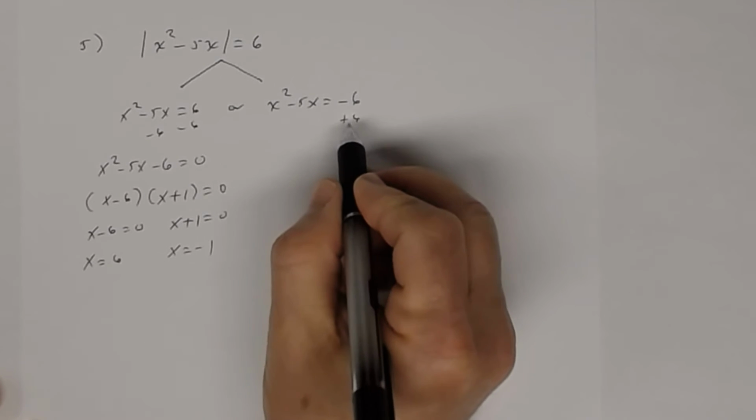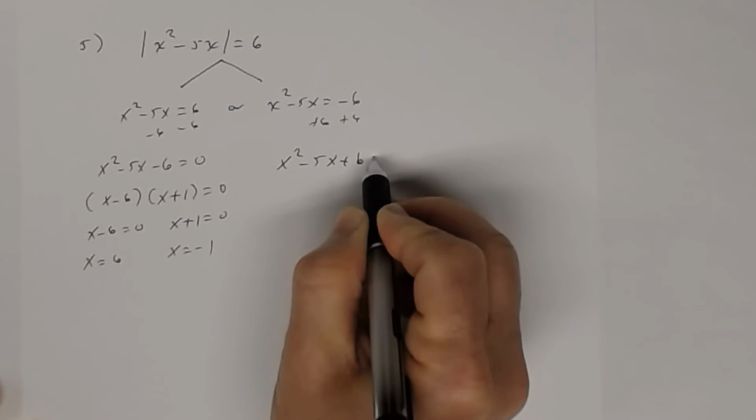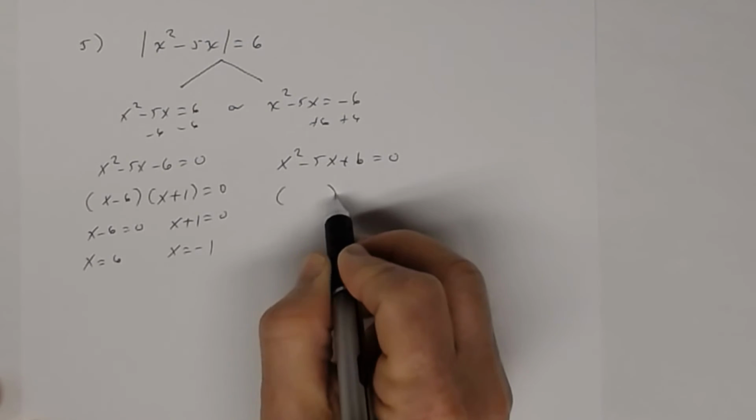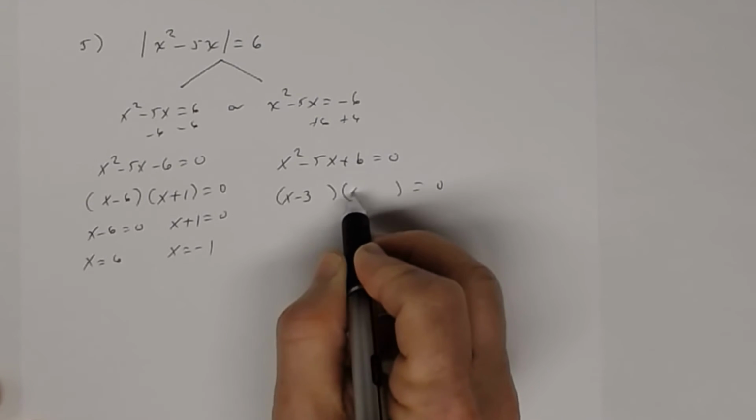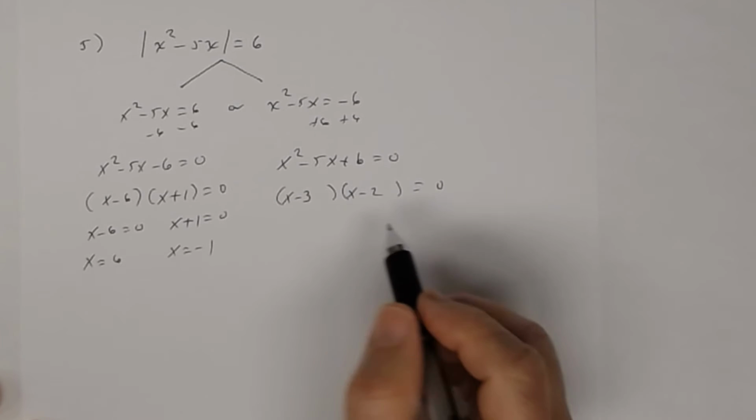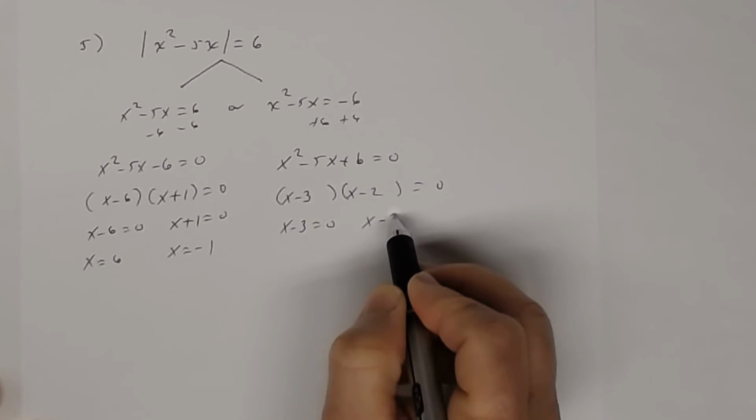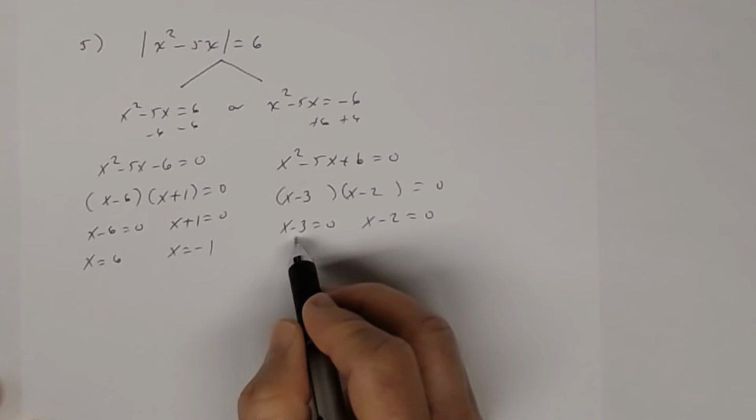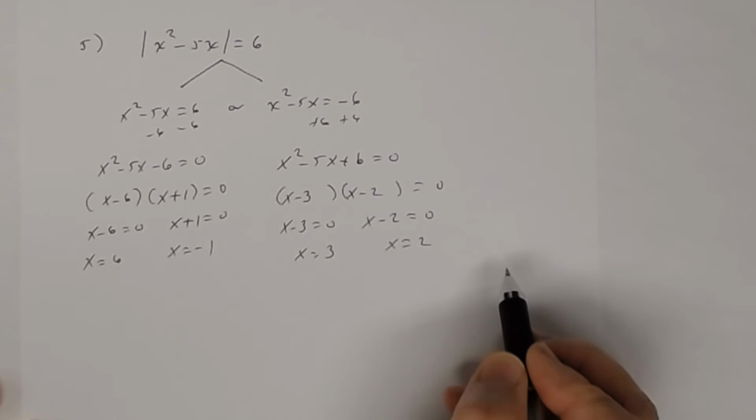So I'm going to add 6 to both sides this time. So I get x squared minus 5x plus 6 equals 0. And this one's factorable as well. So I get x minus 3 times x minus 2. Then setting each factor equal to 0, x minus 3 equals 0, x minus 2 equals 0. And then solving these linear equations, I get x to be 3, x to be 2.